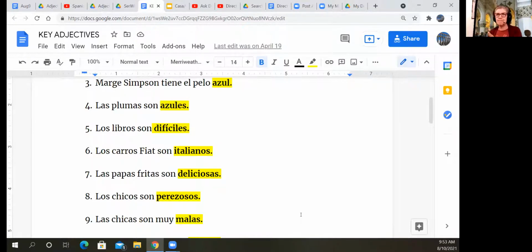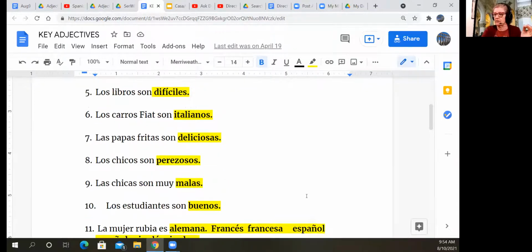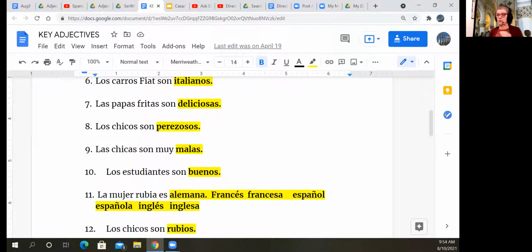Las papas fritas son deliciosas. We're talking about papas, papas fritas. It's a feminine word, it's a plural word, so we get deliciosas. Los chicos son perezosos, lazy. It's a masculine word because we're talking about chicos there. Las chicas son muy malas. Malo, the baseline word, ends in O, so it goes into all four forms. We need a feminine plural. Las chicas son muy malas.